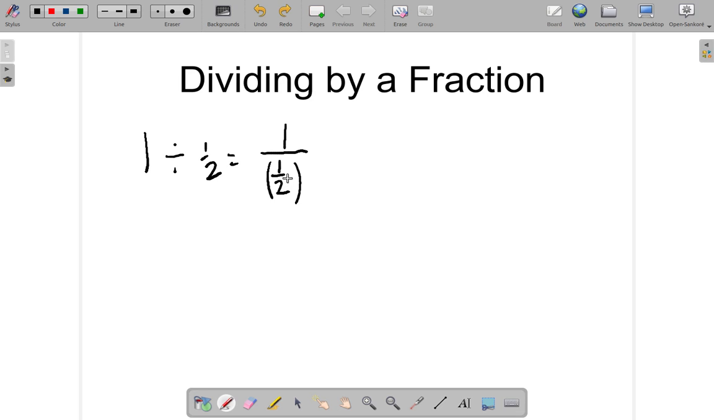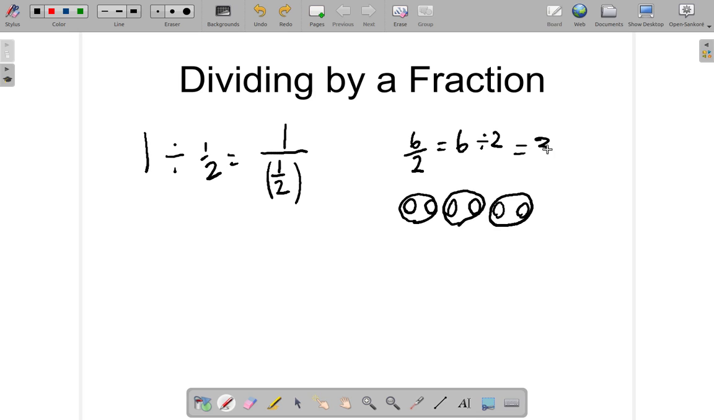First of all, when I say 1 divided by a half, I'm asking how many halves are there in 1? Alright? Let's backtrack a little. If I was to divide, let's say 6 by 2. What is 6 divided by 2? What I would be saying is, how many 2's are there in 6? If I have 1, 2, 3, 4, 5, 6 objects, I would be asking, how many groups of 2 are there in 6? So I have 1 group of 2, 2 groups of 2, 3 groups of 2. So the answer would be 3. Alright?